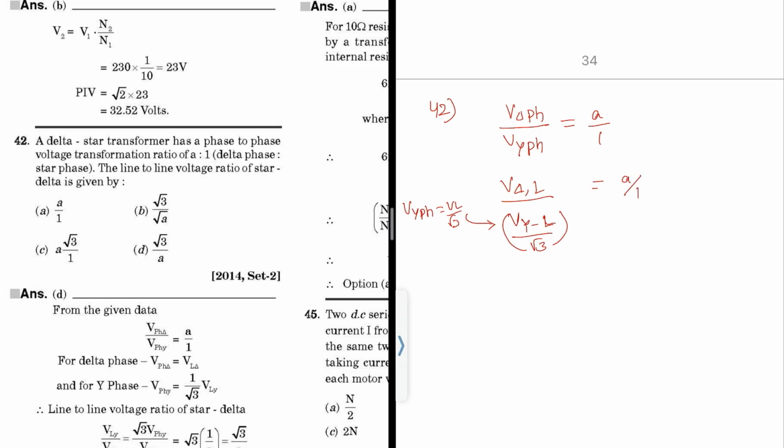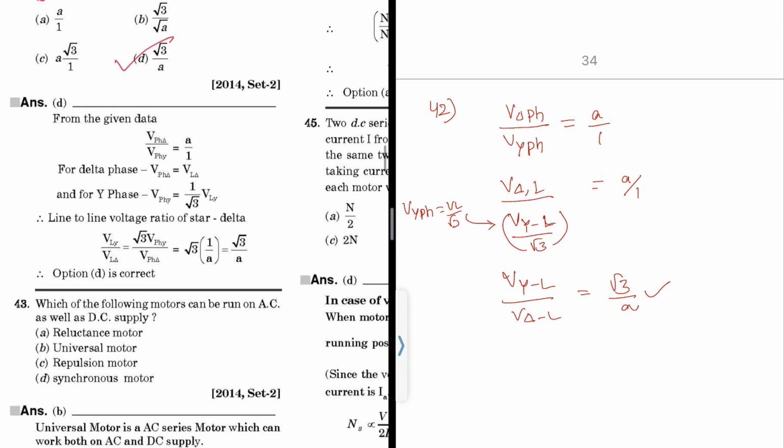So I substituted here equal to A by 1. They asked the line to line voltage of star to delta. So V star line by V delta line equals root 3 by A. You just adjust the numerator and denominator, then you will get root 3 by A. So the answer will be option D.